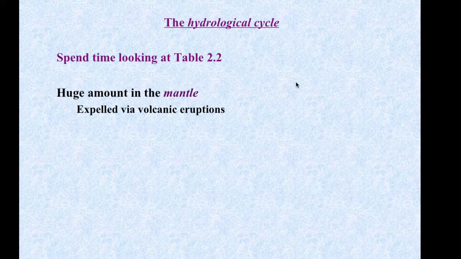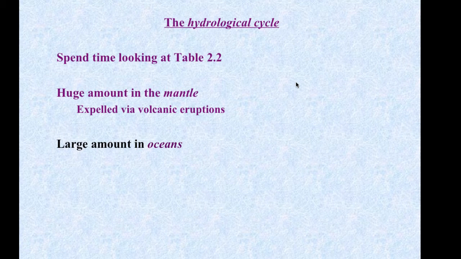Okay, so summarizing in one slide, what do we have? We have a huge amount of water in the mantle. The only way it gets out is via volcanic eruptions. Eruptions bring carbon dioxide into the atmosphere, water vapor, and some other gases. But of course those are few and far between these days.